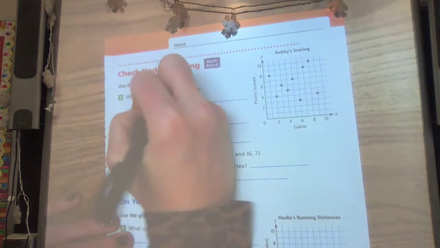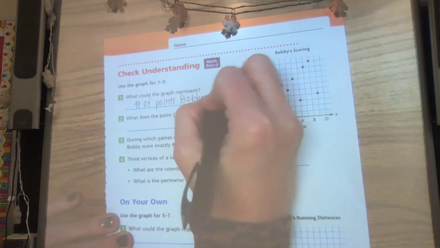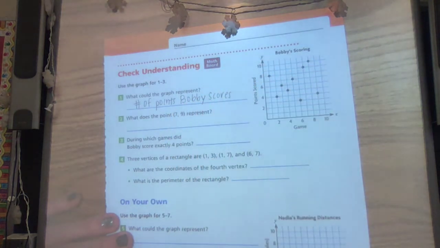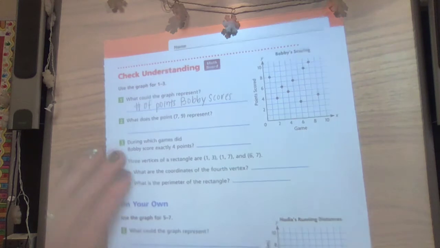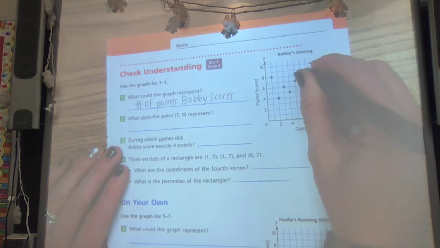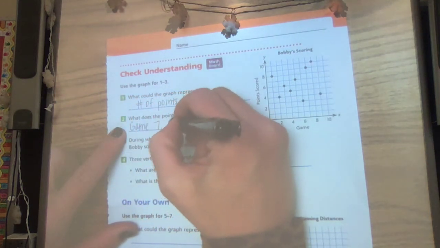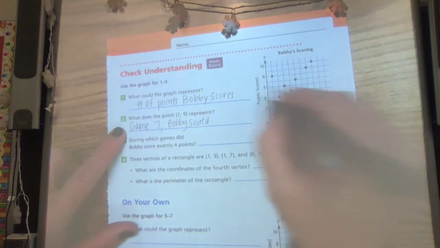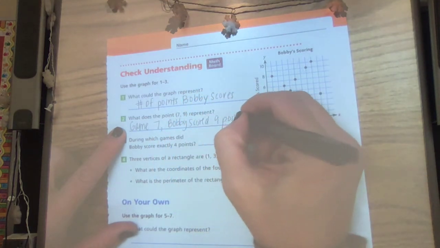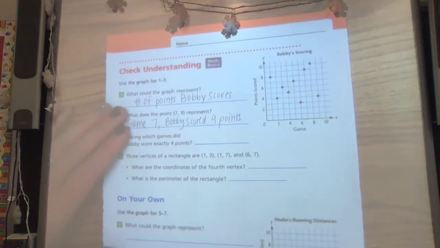Okay, number of points that Bobby scores. What does the point 7, 9 represent? 2, 4, 6, 8. So 7's here, 9 is here. So that means on game 7, Bobby scored 9 points. See how we can use those graphs to help us understand what the ordered pairs help us read graphs.